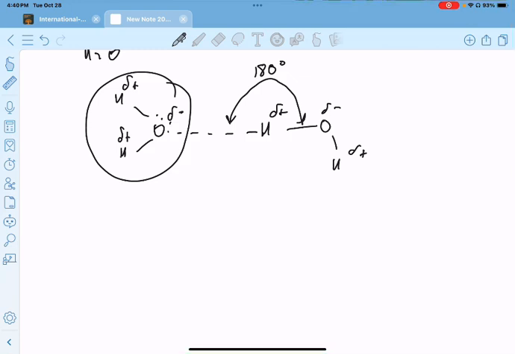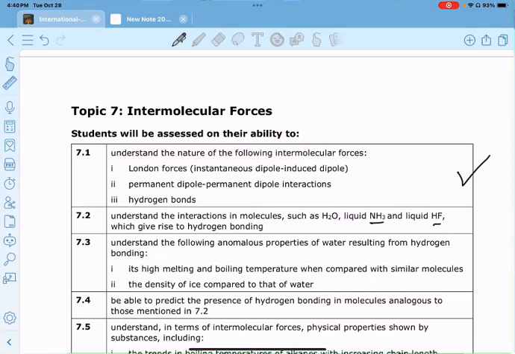Okay, that works for NH3 and HF, the same concept but different forms, okay? We can take that.